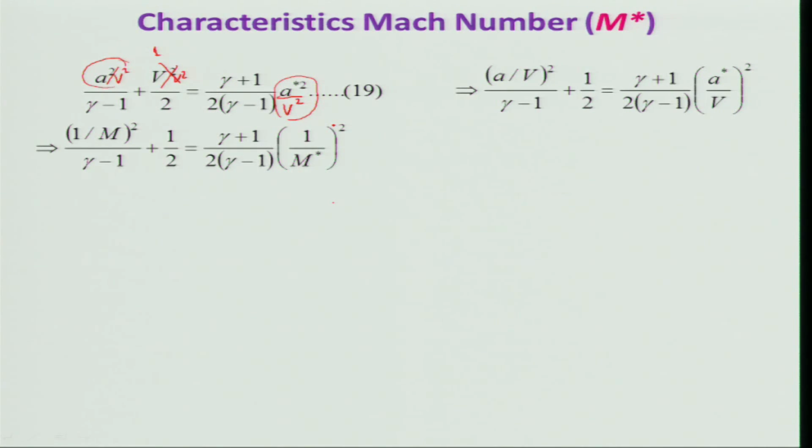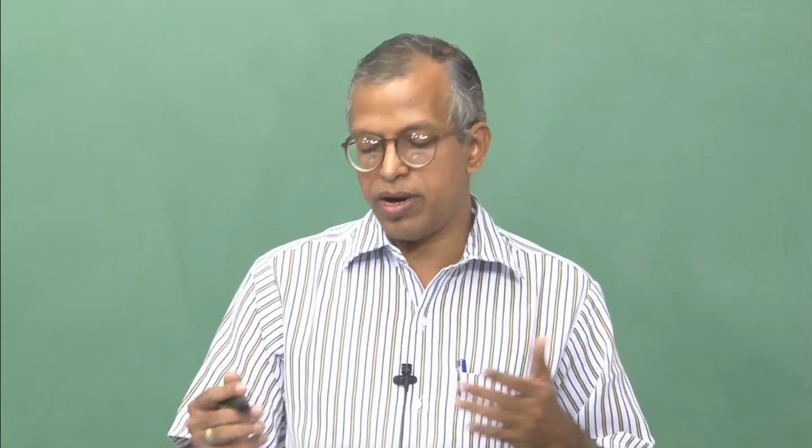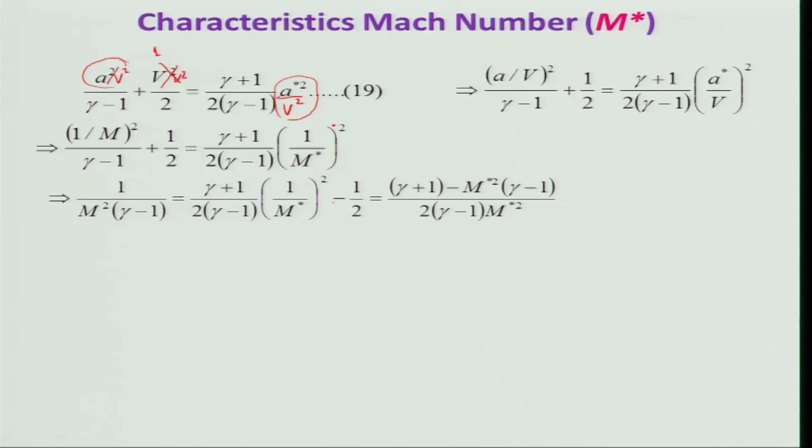Now, I need to express this in terms of M star, right. So, for that, I will just take this term over to the other side. I can write this term as 1 over M square into gamma minus 1 is equal to gamma plus 1 over 2 M star square minus 1 by 2. So, I will just subtract this thing. In the denominator I get 2 M star square, and gamma plus 1 minus M star square into gamma minus 1, right. It is very simple. Then I need to express M square in terms of M star. I can just cancel this term, can I not?